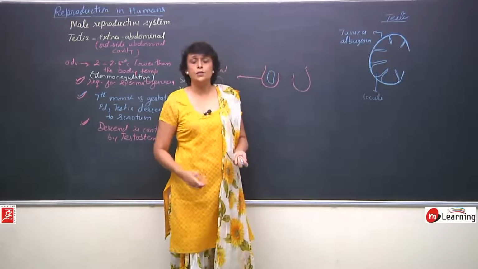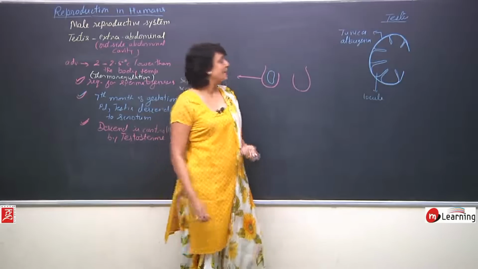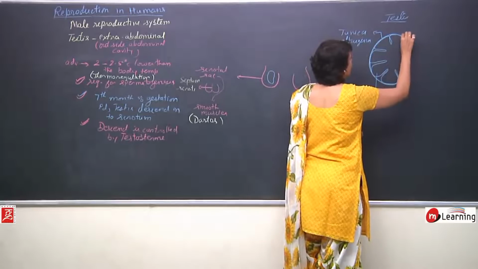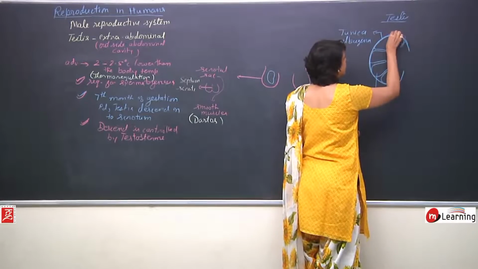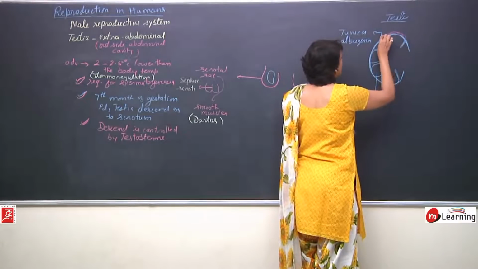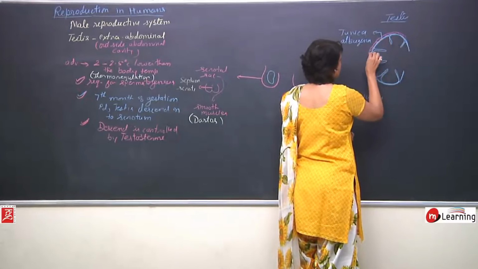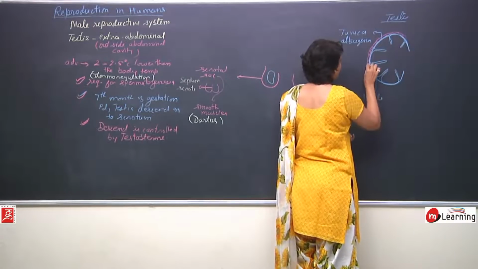Outside this tunica albugina, there is a layer of flat celled membrane which is known as tunica vaginalis. It is a peritoneal layer.